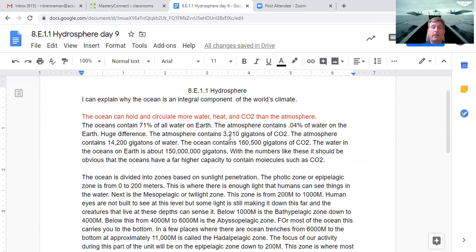Again, the ocean has more. So with numbers like these, it should be obvious that the oceans have far higher capacity to contain molecules such as carbon dioxide, and obviously, water. Now, the last piece on that was heat. We'll talk about that a little bit later in the lesson.